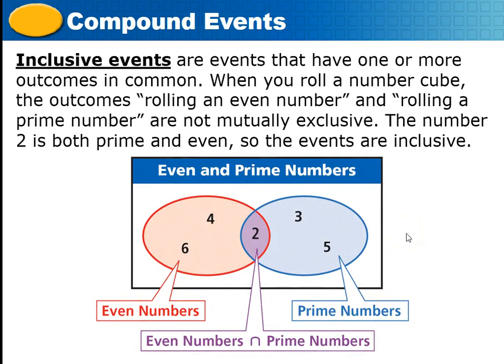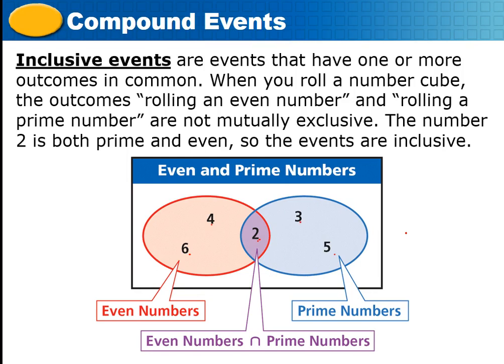Inclusive events are events that have one or more outcomes in common. When you roll a number cube, the outcomes rolling an even number and rolling a prime number are not mutually exclusive. The number 2 is both prime and even, so the events are what we call inclusive. I need you to notice here that when I talk about even numbers on a number cube, we have the 2, the 4, and the 6. And when we talk about prime numbers, we also have a 2, a 3, and a 5.